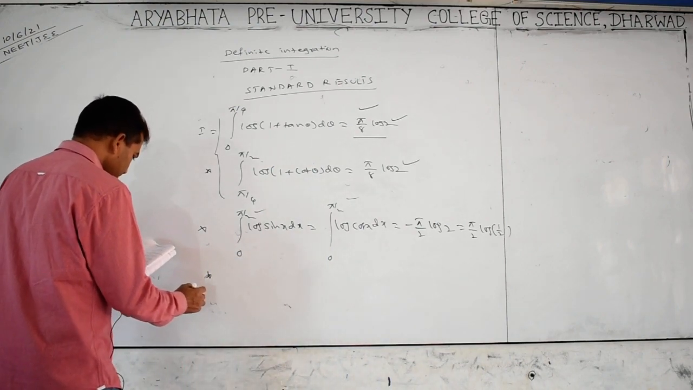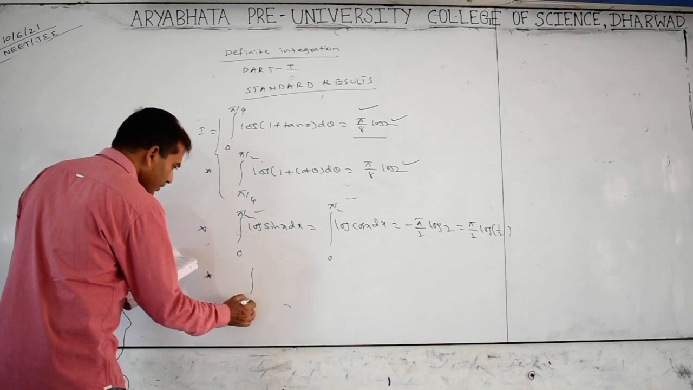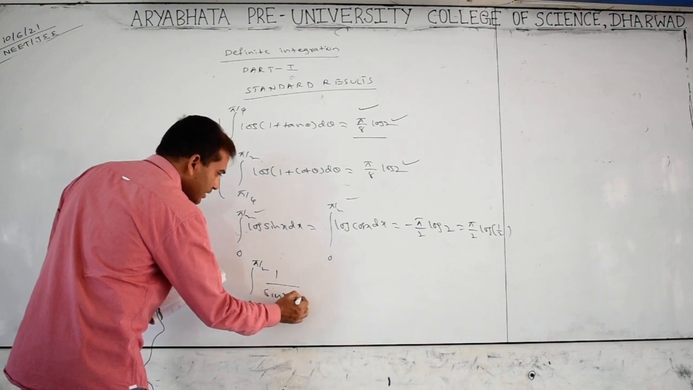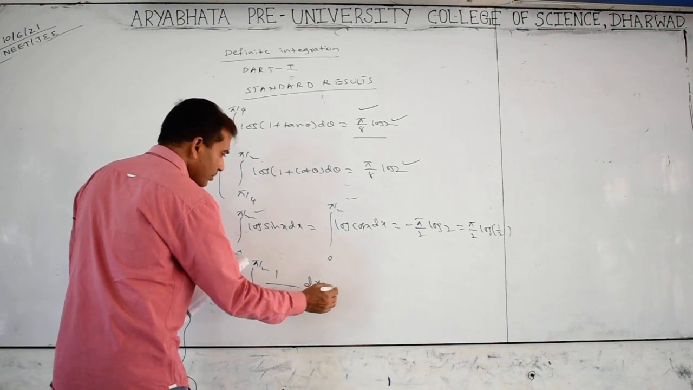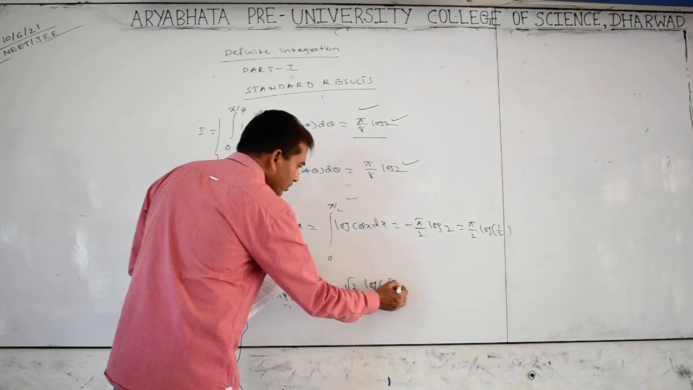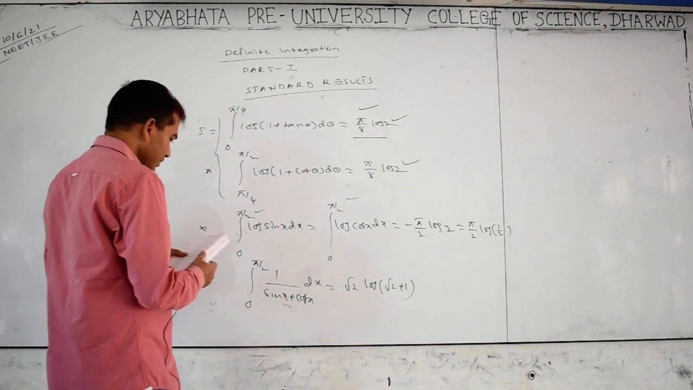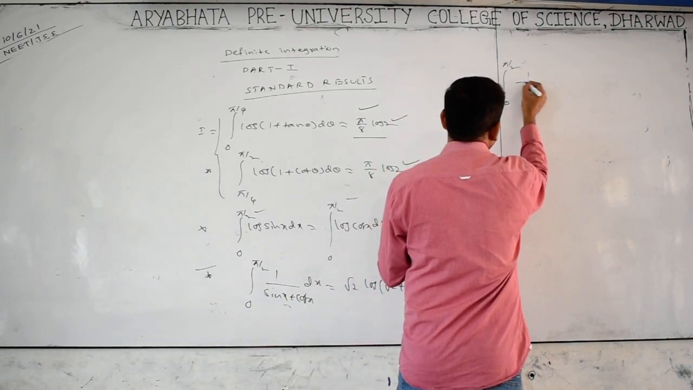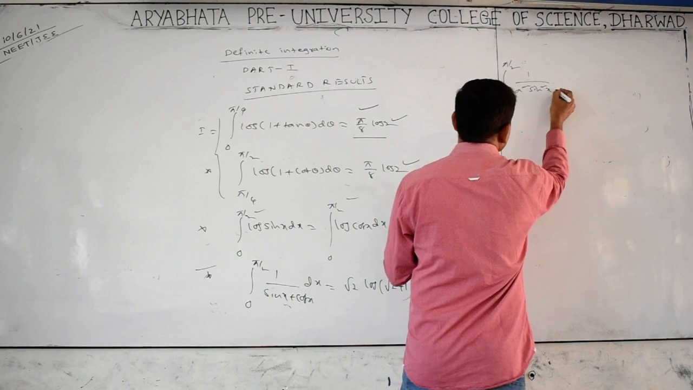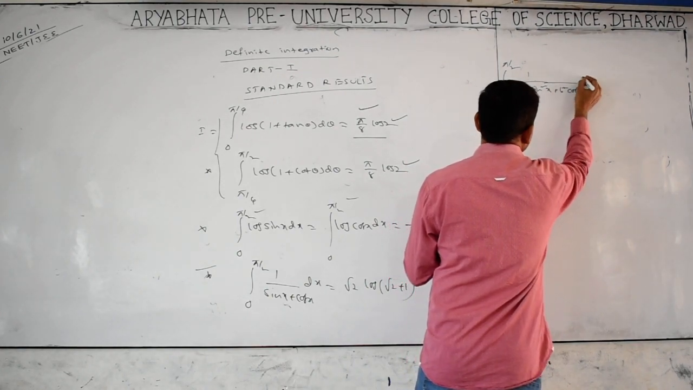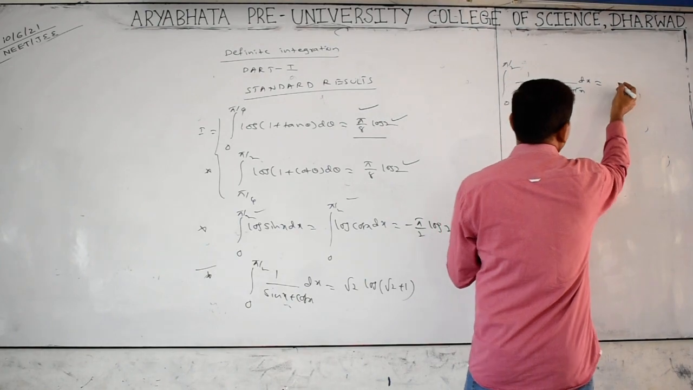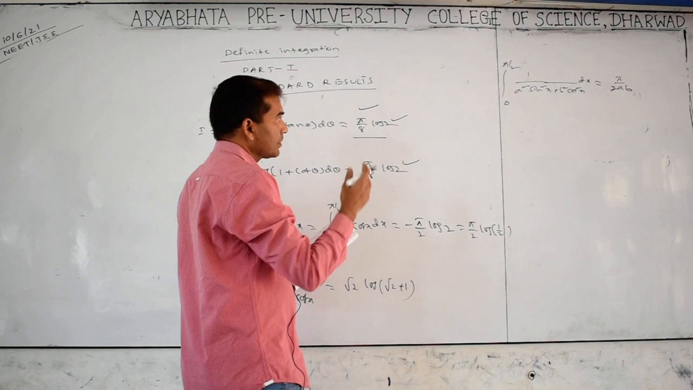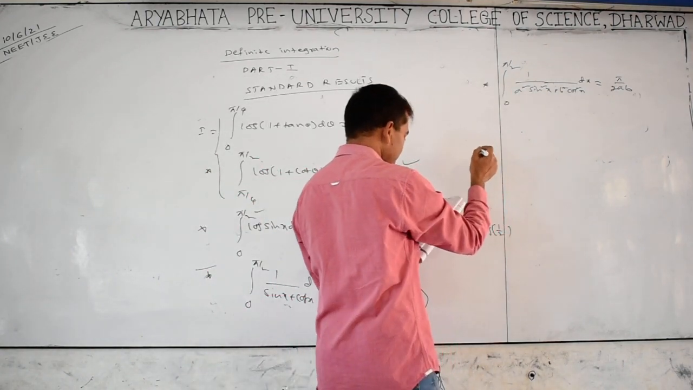Right. Next question is integration of 0 to pi by 2, 1 by sin x plus cos x dx equals root 2 into log of root 2 plus 1. This is the most important: 0 to pi by 2, 1 by a square sin square x plus b square cos square x dx equals pi by 2ab. It was asked in JEE and CET also.